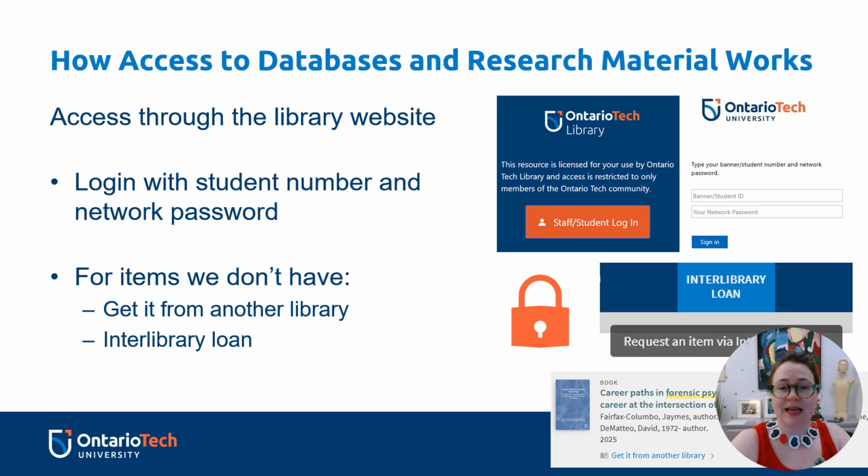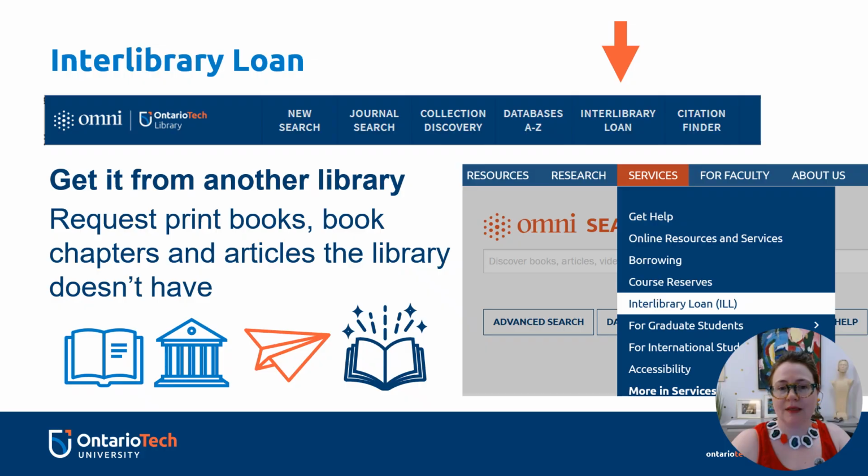There are ways to get items the library does not have using the Get It From Another Library option in Omni or Interlibrary Loan. If the library doesn't have a book or article that you're looking for, you can request it through Interlibrary Loan. Our Interlibrary Loan service can be found on the website under Services, Interlibrary Loan, or you can find a link to our Interlibrary Loan request form in Omni along the top header.